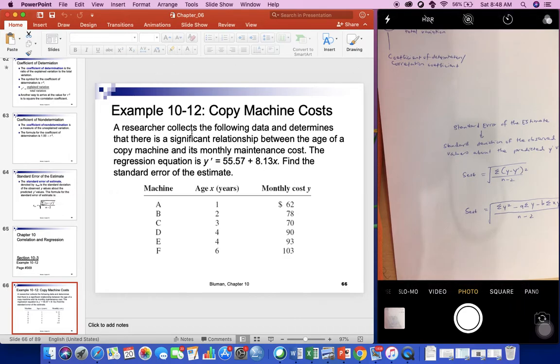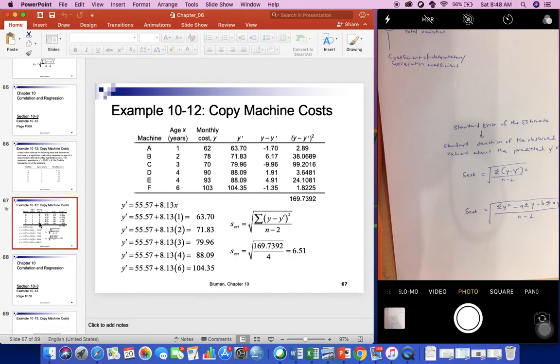A researcher collects the following data and determines that there is a significant relationship between the age of a copy machine and its monthly cost. We have 6 copy machines, with the age of each machine and the monthly cost. The regression equation is y predicted equal to 55.57 plus 8.13x. Find the standard error of the estimate.